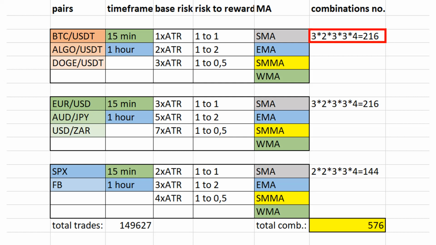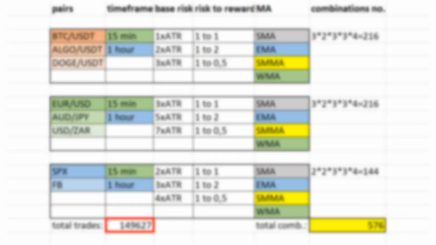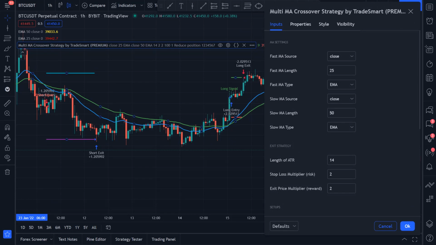Besides crypto, I also chose 3 forex pairs, 1 major, 1 minor and 1 exotic pair, and 2 stock market assets, the S&P 500 and Facebook, or Meta. Here you can see all the tested combinations. In total, I tested 576 combinations, which gave us 149,627 trades. You might have guessed, I did not take all these trades manually, that would have taken me weeks. Instead of manual backtesting, I used the premium version of our multi-MA crossover strategy. Let me show you the process.